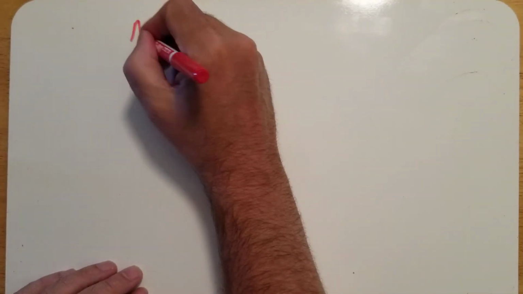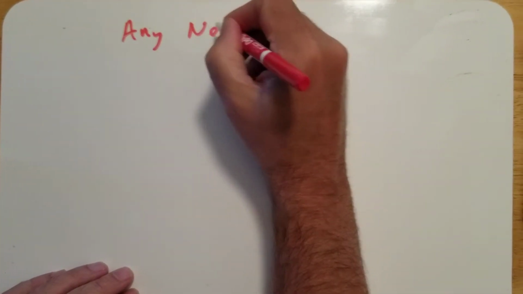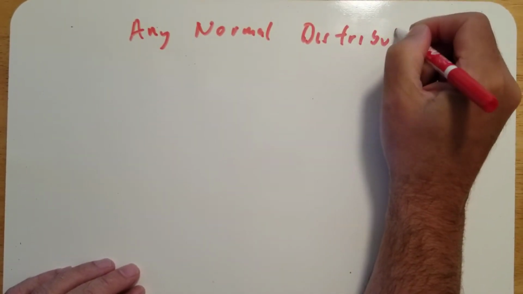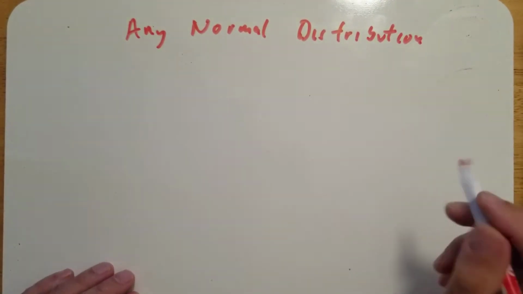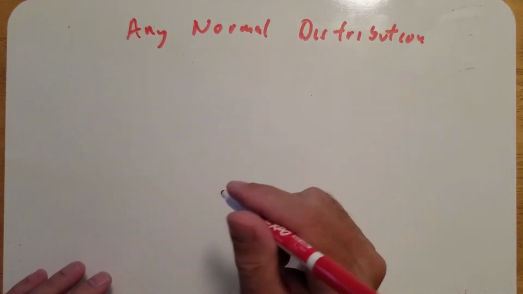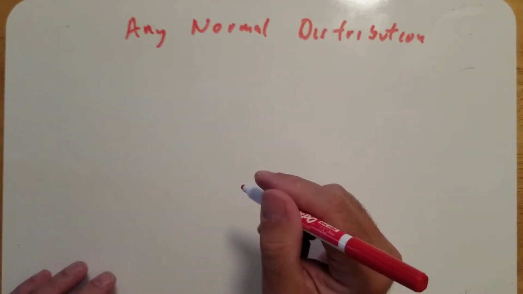Now I want to talk about any normal distribution. Remember, the standard normal had mean 0, standard deviation 1, but now we can have normal random variables that do not have those values for the mean and standard deviation, but we can apply the same general principles.